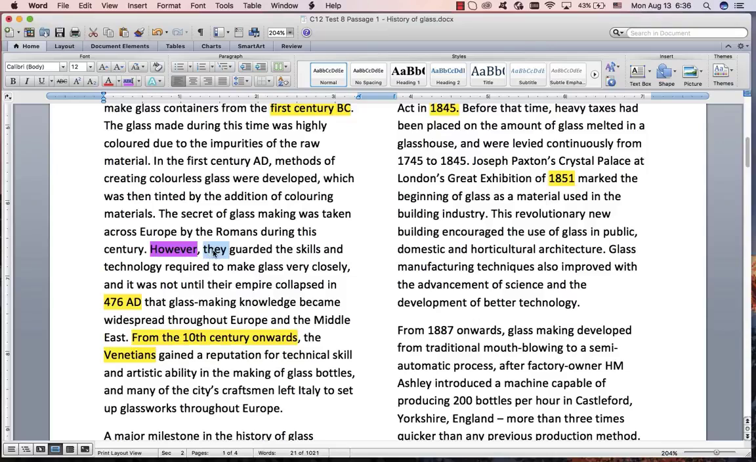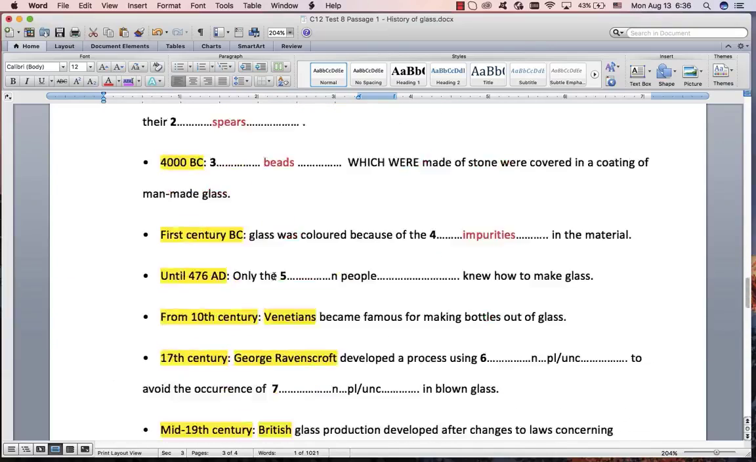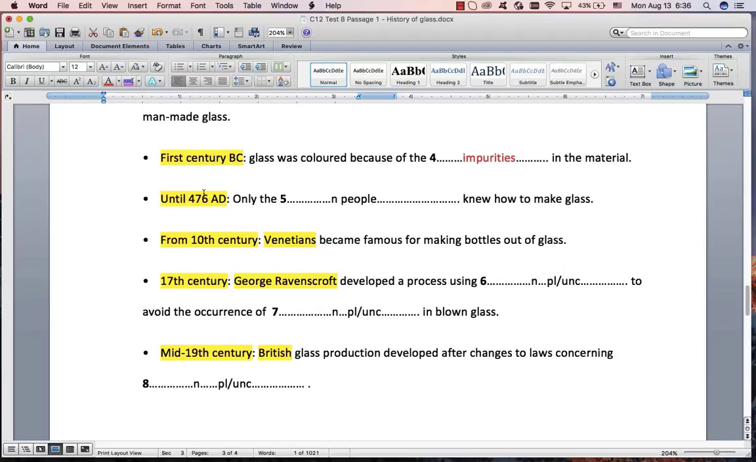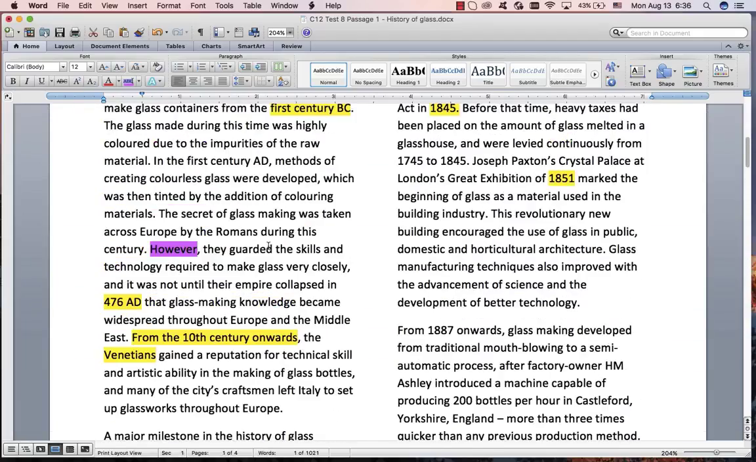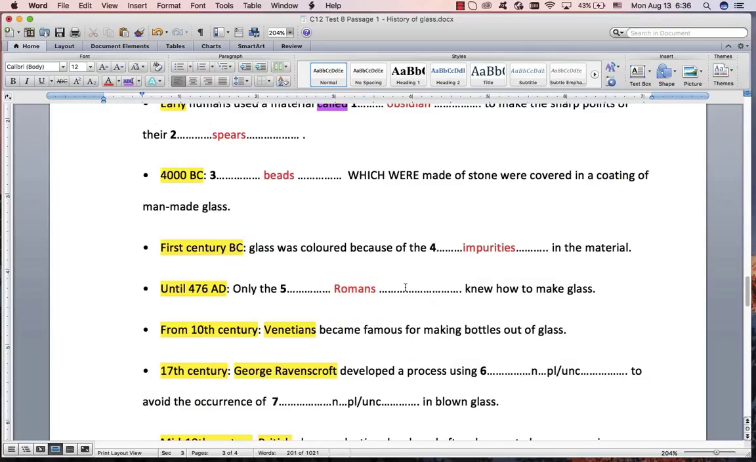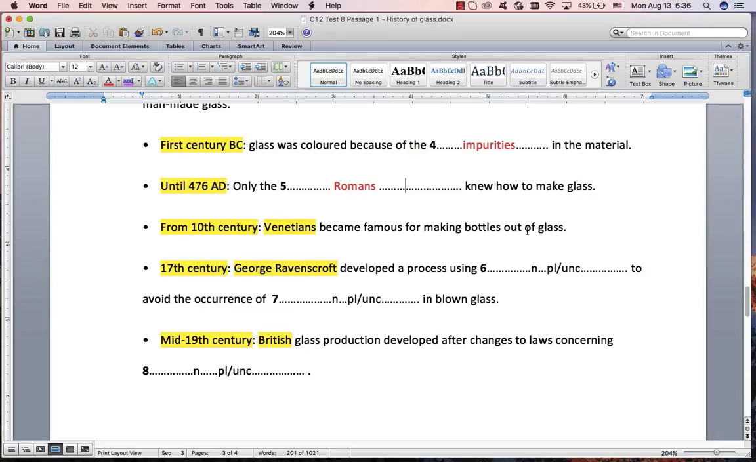However, introduces the important word. Guarded their skills very closely means only. IELTS loves this word as well, only. Only these people knew how to make glass. The however tells you they guarded it very closely. That means only they knew how to make it. But the important thing here, IELTS is testing the reference pronoun. Who is they? Who are they? And right there is the people. Great. We don't need to look at that.